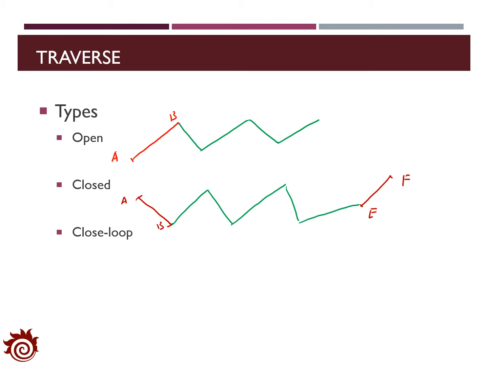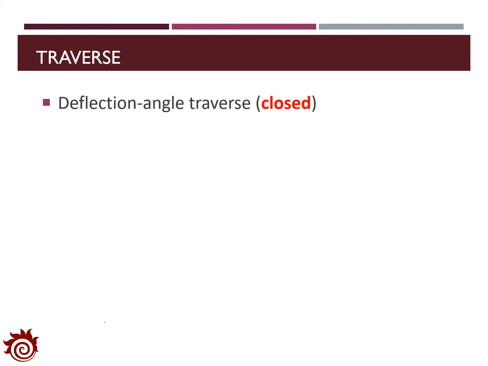The last one is called a closed loop traverse, where we only know the initial line. And then we will apply the traverse surveying for all the other lines. Eventually, it will return back to the initial line. So it will form a loop. Let's first check the closed traverse surveying with the deflection angles.